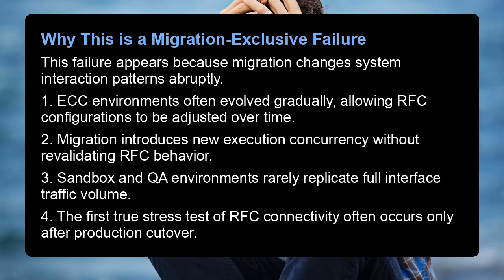Why is this a migration-exclusive failure? This failure appears because migration changes system interaction patterns abruptly. 1. ECC environments often evolved gradually, allowing RFC configurations to be adjusted over time. 2. Migration introduces new execution concurrency without revalidating RFC behavior. 3. Sandbox and QA environments rarely replicate full interface traffic volume. 4. The first true stress test of RFC connectivity often occurs only after production cutover.